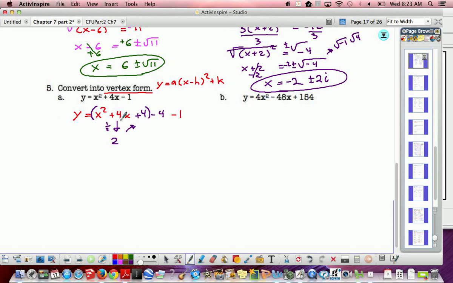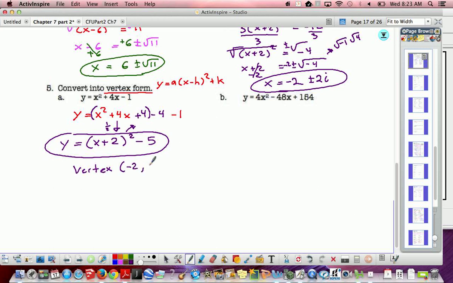Factors of 4 that add to 4 are both 2 and 2. So this becomes x plus 2 quantity squared. I have minus 4 minus 1 is minus 5. Now it's in vertex form. Our vertex is at (-2, -5). I know it didn't ask you to identify it, but it's good to know how to do it.